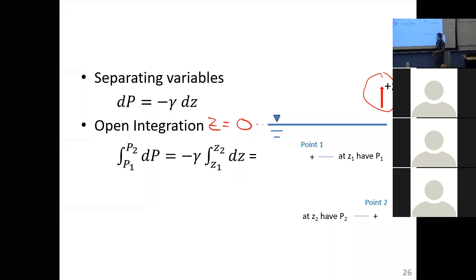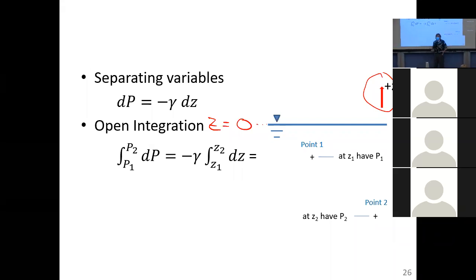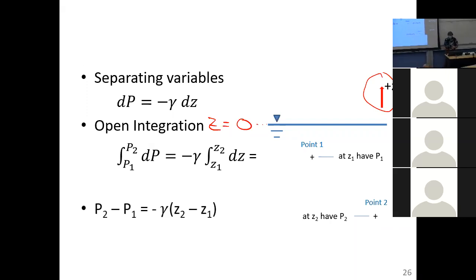So again, as you all know, the integration of dP is P, evaluated at those 2 limits. The integral of dZ is just Z, evaluated at those 2 limits. And so when we perform that integration, we would get P2 minus P1 equals minus gamma times Z2 minus Z1. That's not so bad. And there's a lot of ways of rearranging this.